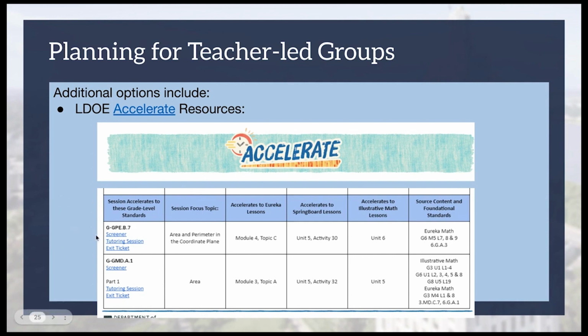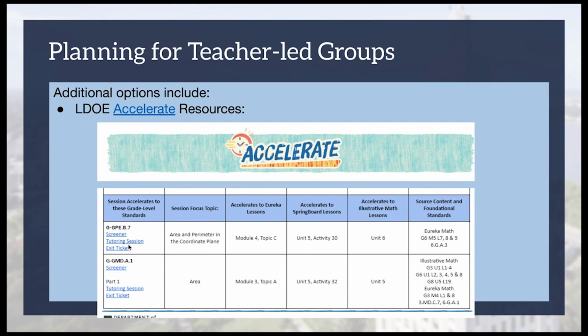So there's a screener, which is a diagnostic. And so the screener can be done by the teacher, or if you do not have time to do each student individually, you can use the assessment resource that is provided by LDOE, that is linked in the Accelerate document that is in the resource page that I sent, that is included in this presentation. If you go to that, you can see the assessment document, and it will give you the diagnostic to go along with the standards.